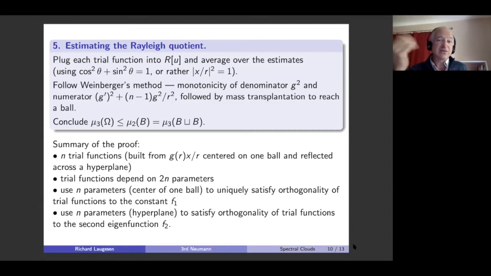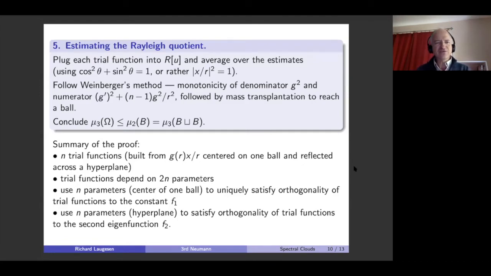Otherwise, we would not know how to estimate the things that we end up with. But by averaging over all those different trial functions, we get to average out all the angular parts, and we're left only with the radial parts. Once we have just the radial part, g, then we can use monotonicity properties and sort of mass transplantation, move things from outside the ball into the ball. Now, it's true that here we have two balls, but it turns out that's really not a problem because of the folding and the symmetry and so on. Weinberger's argument really carries across just the same.